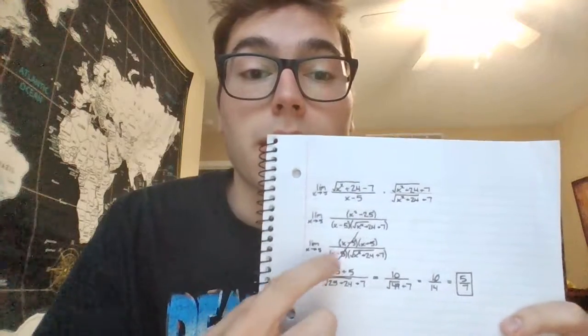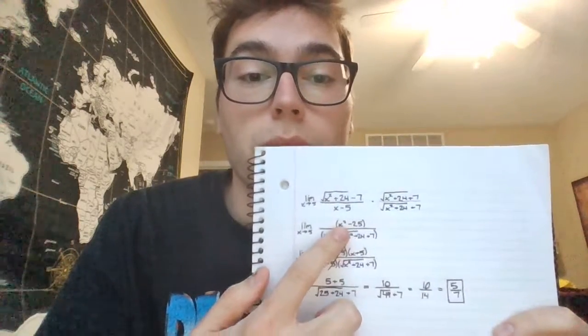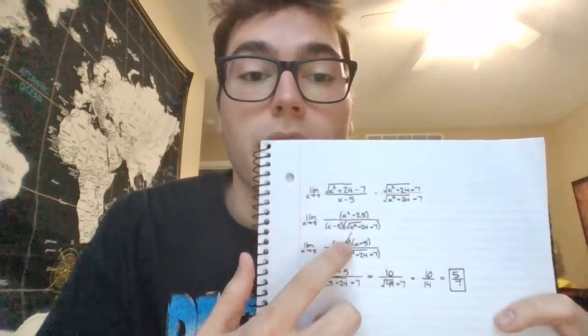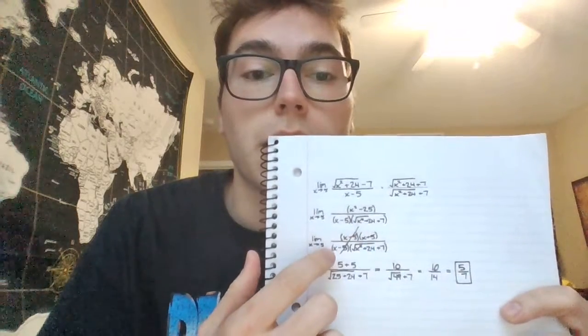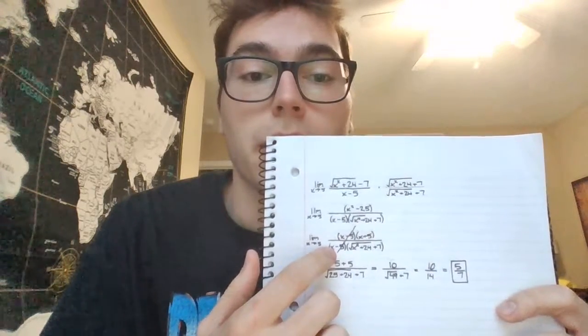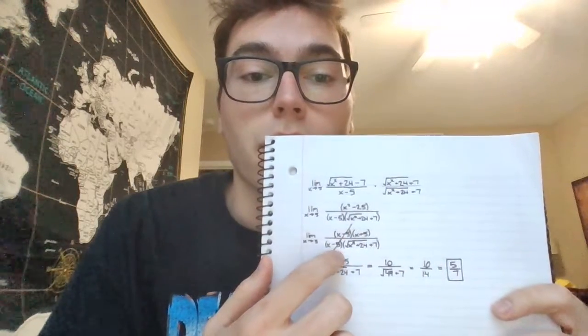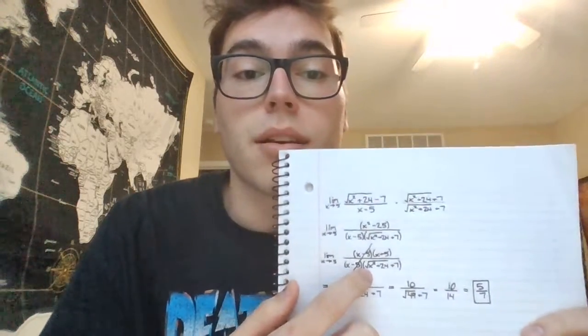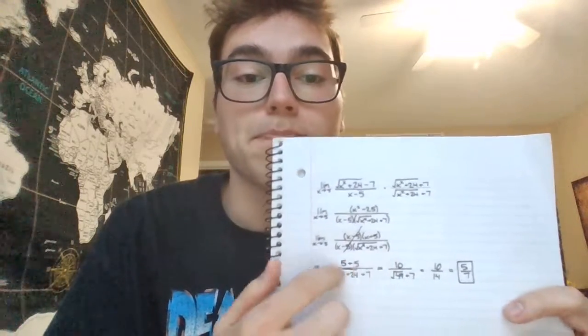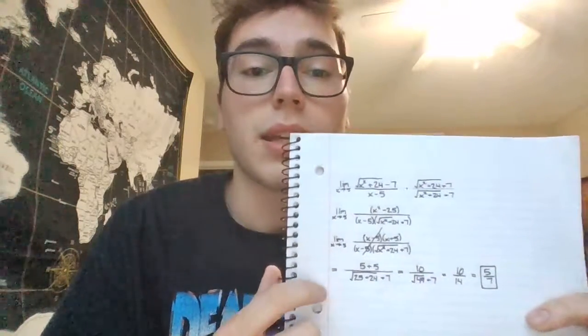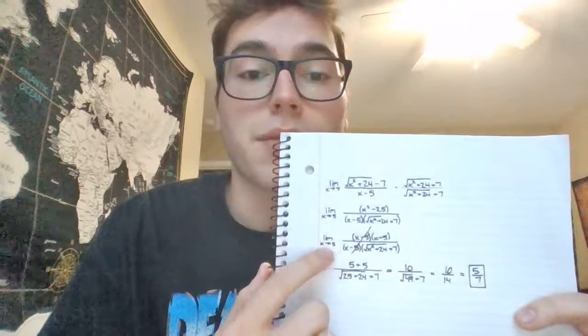The third step here is we want to expand this completed square. So we now have x minus 5 times x plus 5. We can now cancel the x minus 5 in the denominator and numerator, which then just leaves us with x plus 5 over the square root of x squared plus 24 plus 7. Therefore, we can just plug in the x value of 5 since x approaches it.